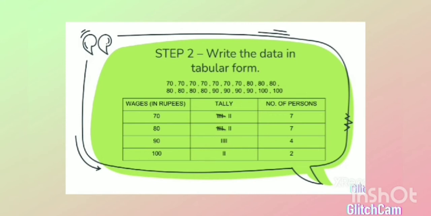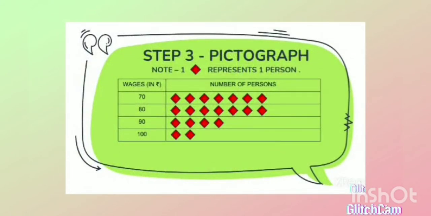In the third column, we will write the number of persons taking rupees 70, rupees 80, rupees 90 and rupees 100. We will count the number of persons from the data which we have organized in ascending order as shown above. In the third step, we represent the number of persons pictorially.